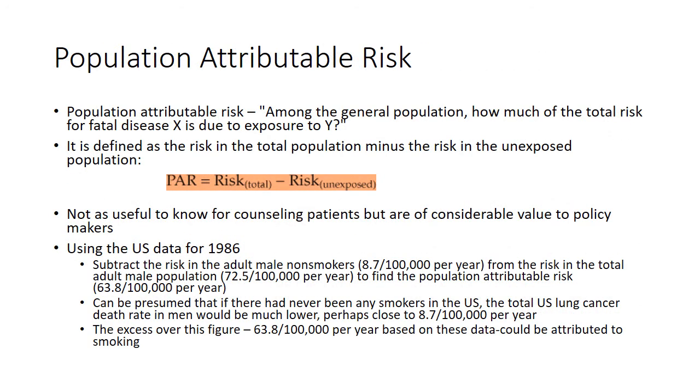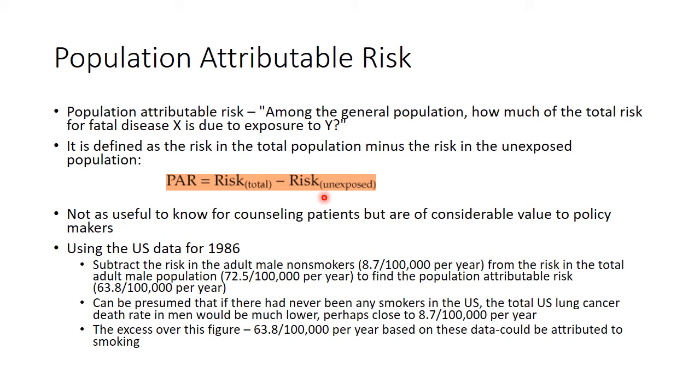So the next thing we're going to look at is what we call population attributable risk. It's basically saying that if you looked at the entire general population, how much of that total risk for something like lung cancer deaths is due to exposure to, say, smoking. You can calculate this by looking at the risk of the whole population minus the risk of the unexposed, and what's left over should be the risk attributable to those people who are smokers. Not so useful when you're applying it to individual patients to let them know what their risks for disease are, but it can be very useful for things like policy generation.